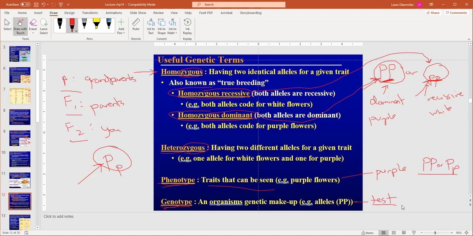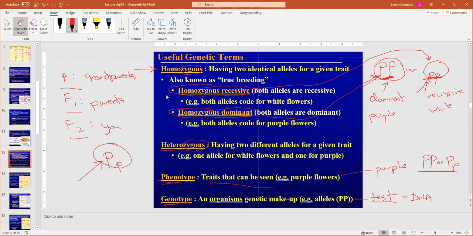And so today we could examine the gene, right? Just like Maury Povich figures out who the baby's daddy is by looking at the DNA. But that's not always available. And so there's ways that you can test the genotype by breeding two organisms together.